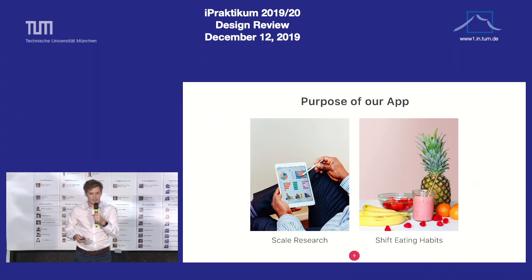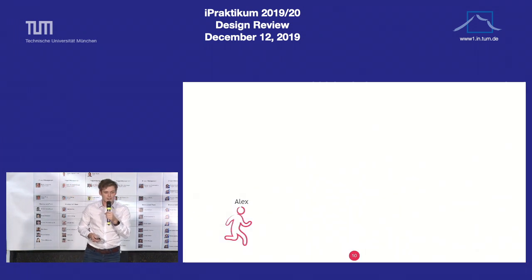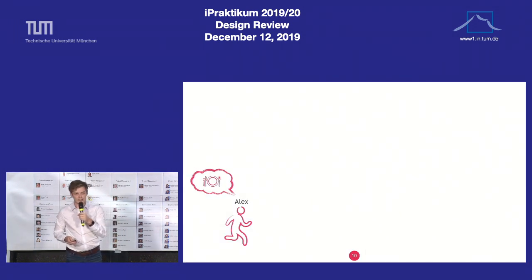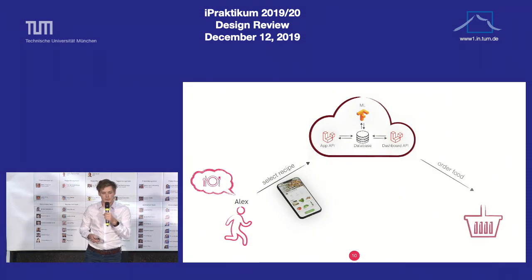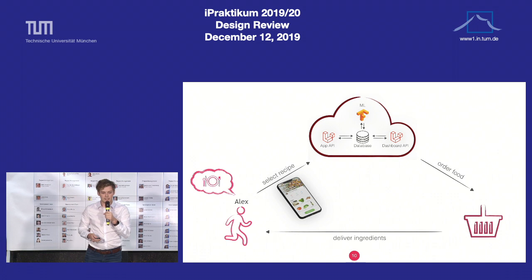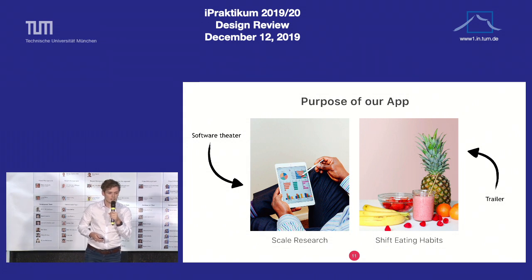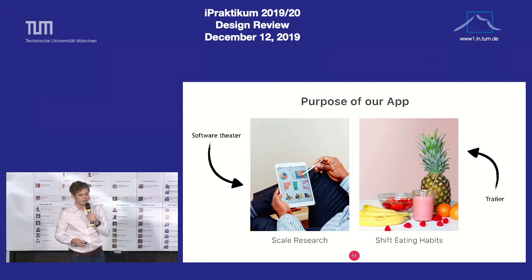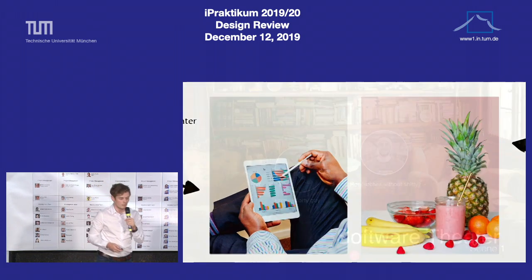But where's the benefit for the participant, you might ask? Well, consider this. Alex has been using our app for quite some time now, and our machine learning has identified the perfect time to propose personalized healthy recipes to him, which he can then simply order, and the ingredients will be delivered to him immediately. We shift the decisions about eating to the most optimal time and order the food immediately so that the user can't change his mind. And before my teammates take over, I just want to note that our software theater focused on the scaling aspect, while our trailer covers the other goal of our app.